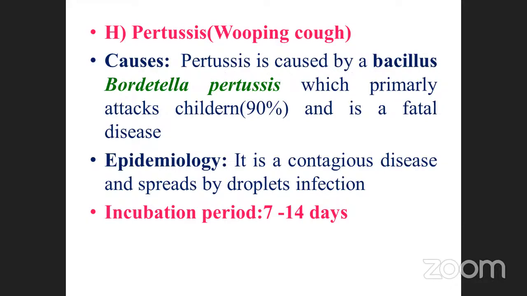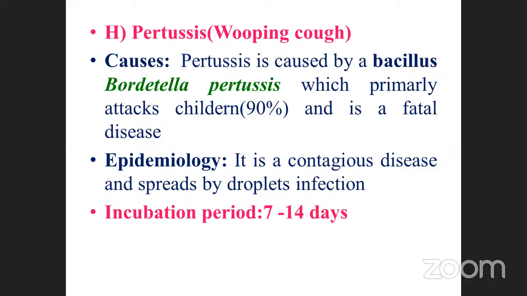This is very, very important, and many times they have asked the question: what is meant by pertussis, otherwise called whooping cough. Okay, whooping cough. See, causes: pertussis is caused by a bacillus, Bordetella pertussis, which primarily attacks children. 90% of children will be affected by this disease, and it is a fatal disease that can lead to death. If it increases, it becomes a very severe condition.